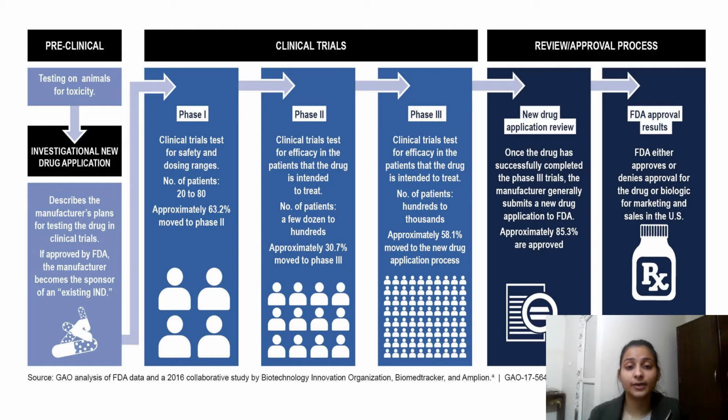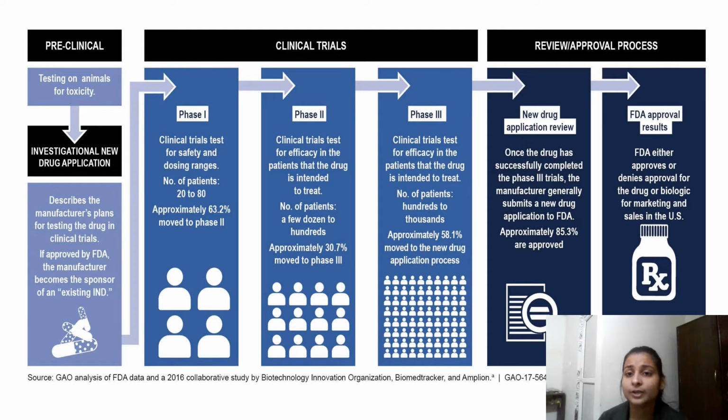Phase 3 clinical trials test for efficacy in the patients that the drug is intended to treat. The number of patients in phase 3 clinical trials is very high in comparison to phase 2. That is, in phase 3 clinical trials, approximately hundreds to 1000 patients are there. Approximately 58.1% move to the new drug application process.